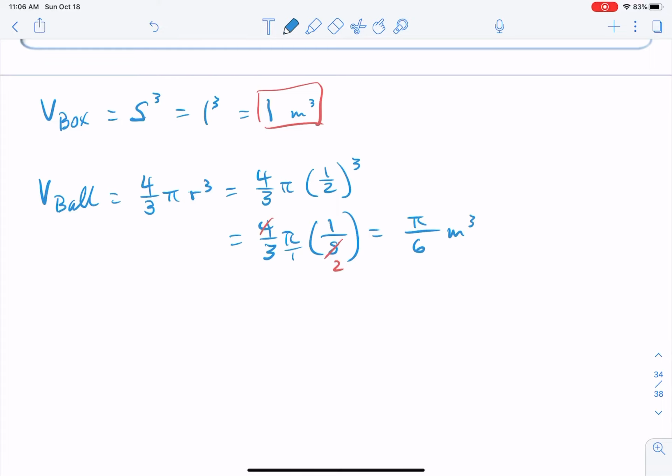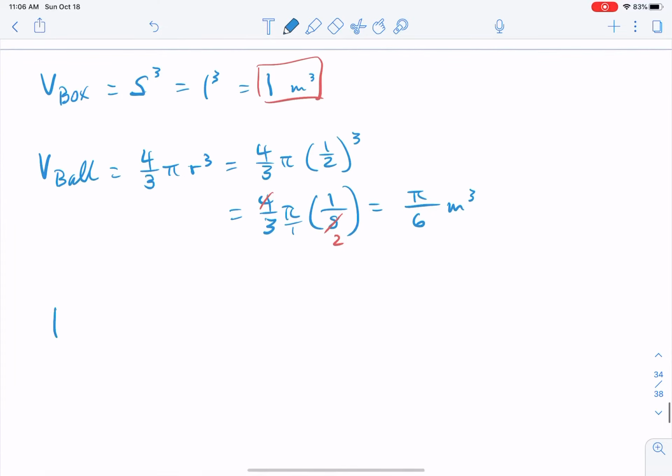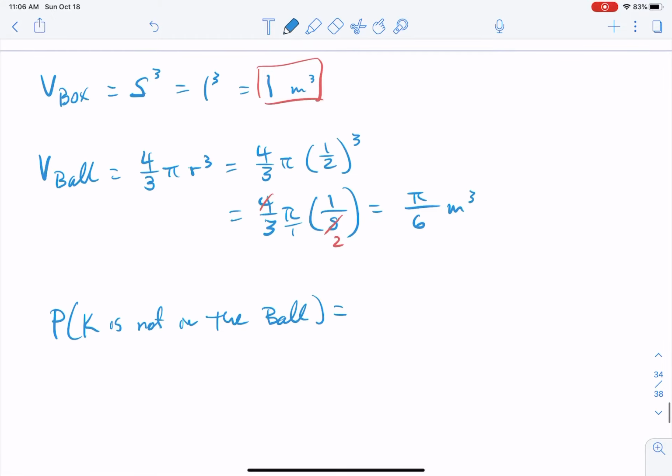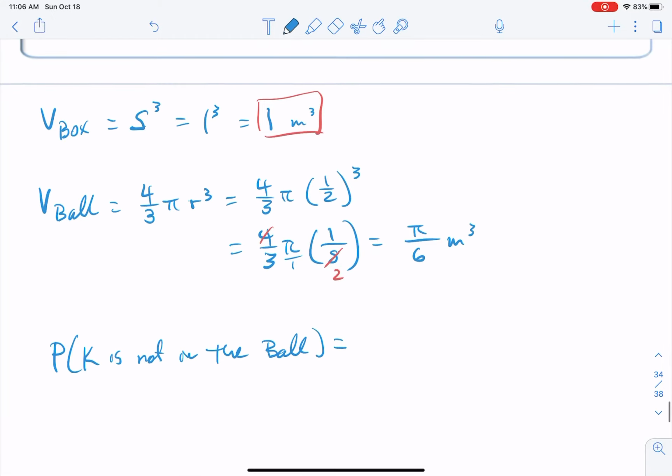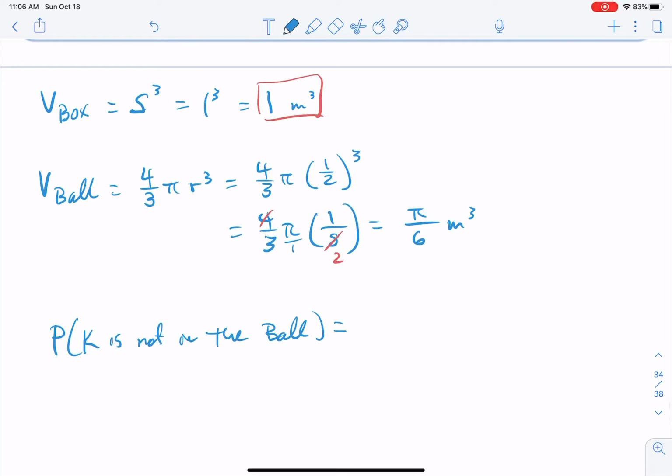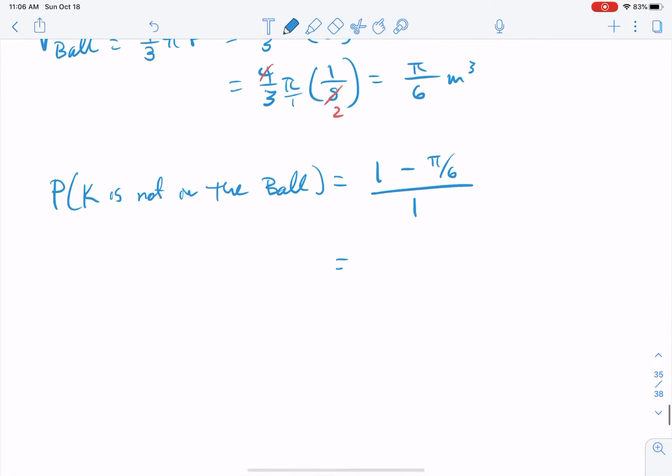All right, we are ready to find our probability. So the probability that our point K is not in the ball would be, we said we're going to subtract them. So it's all of the volume in between the box and the ball. That's 1 minus pi over 6, over the volume of the box, which is just 1. Well, a fraction over 1 is just the same thing as the numerator, so I can write this as exactly 1 minus pi over 6.